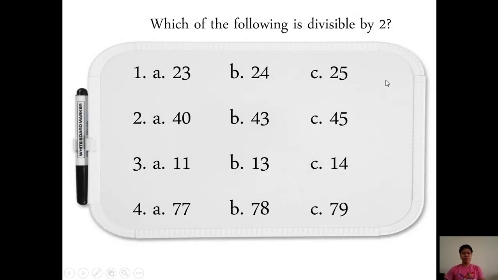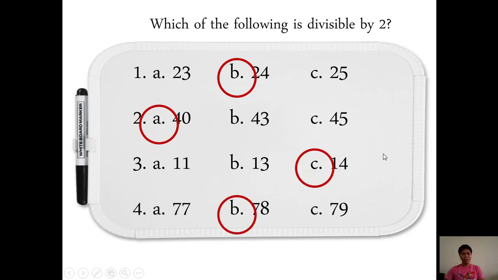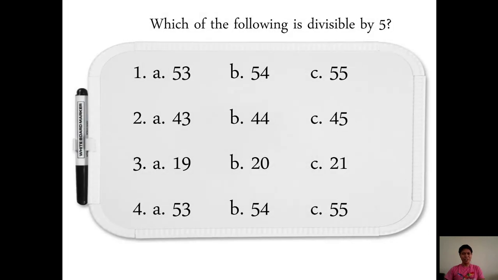Okay, this time, you're going to choose the letter of the correct answer. Which of the following numbers are divisible by 2? Start. Okay, let's check. For number 1, we have letter B, which is 24. For number 2, we have A, 40. For number 3, we have letter C, 14. And for number 4, letter D, 78. Did you get 4 correct answers? Good.